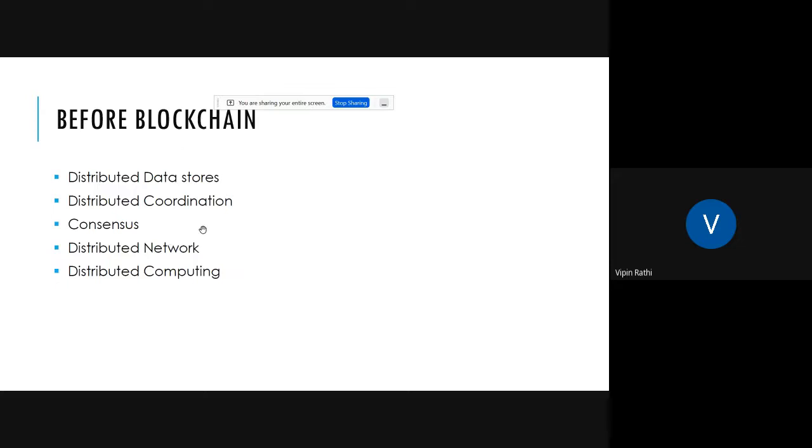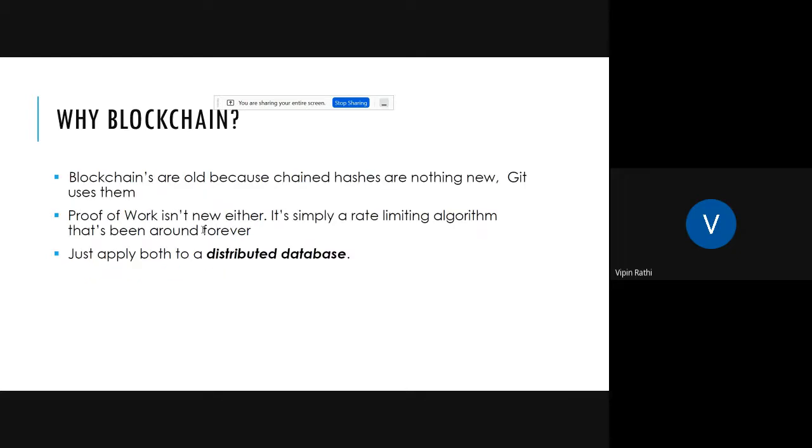So all these things, whether it's distributed data store, distributed coordination, consensus, distributed network, or distributed computing, already existed before blockchain, right? So what extra does blockchain come up with? Let's question why we are moving towards blockchain nowadays.